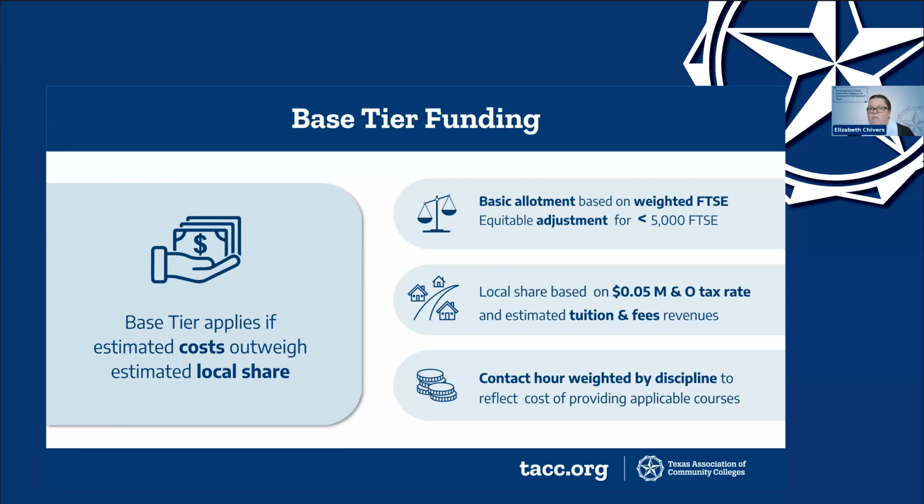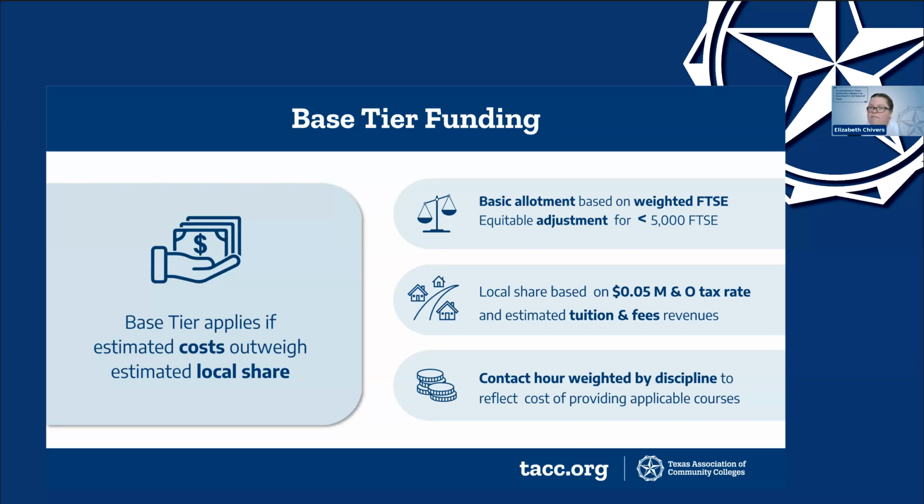So it means that we start with a basic allotment based on a weighted FTSC to see how much your cost of instruction is going to be and how much funding we think will be brought in. If you have less than 5,000 full-time equivalent students, there will be an adjustment made to this to pull that weighted FTSC up to 5,000. So this is not a guaranteed amount you'll receive. It's a piece of the calculation that helps us figure out whether you are bringing in enough funds from your local share to actually be able to offset your costs.